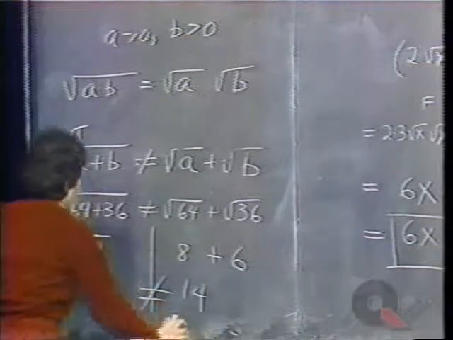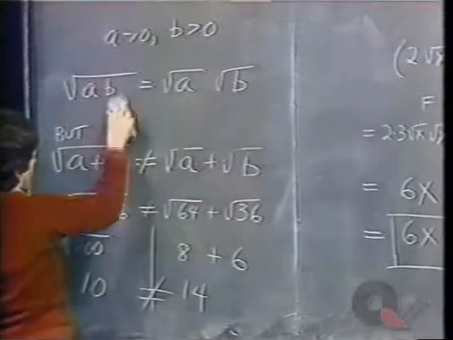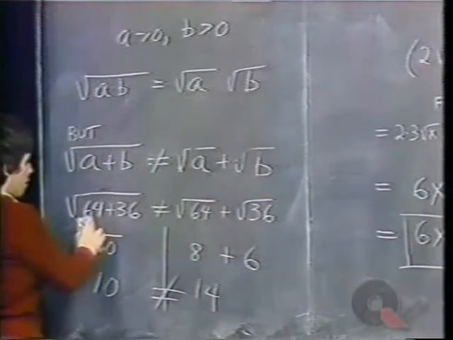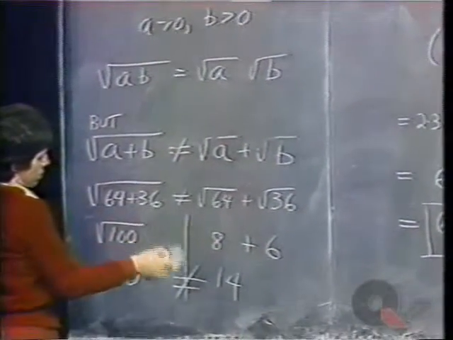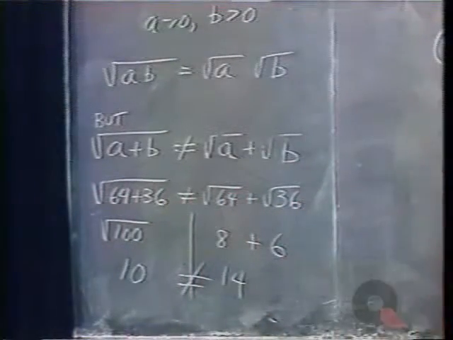Okay, so don't try to improve on the mathematics. Just use the rules that were given. It works for products. It does not work for addition. Now you may say, well, I never would have done it for the square root of 64 plus 36. Perhaps not. But ask yourself if you would have done it for something like this.